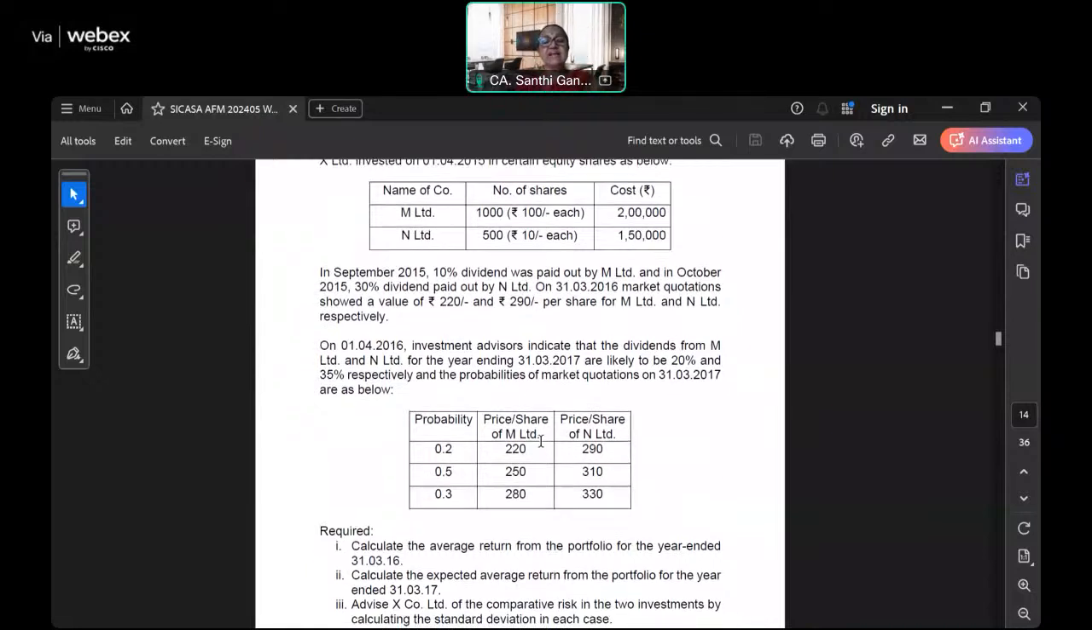Now, calculate the average return from the portfolio for the year ended 31/3/16. Calculate the expected average return from the portfolio for the year ended 31/3/17. Advise X company of the comparative risk in the two investments by calculating standard deviation in each case.